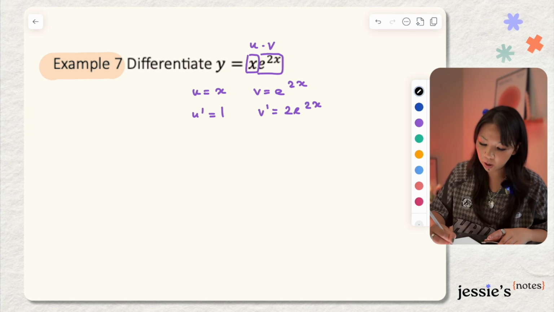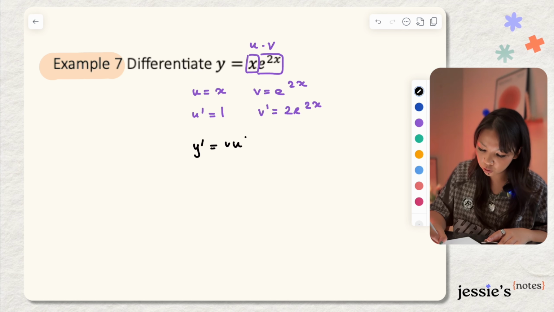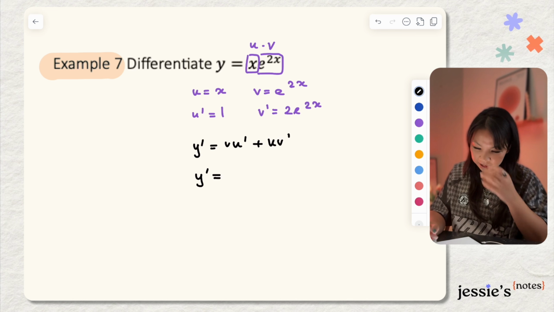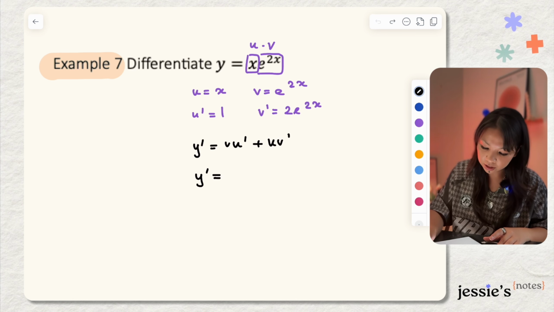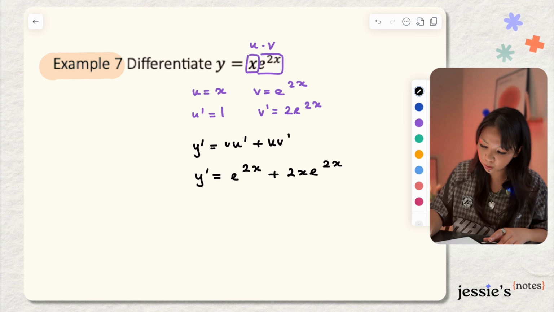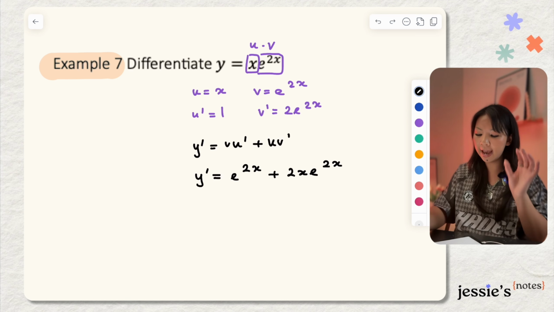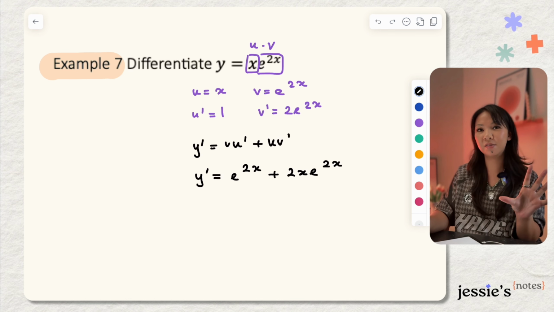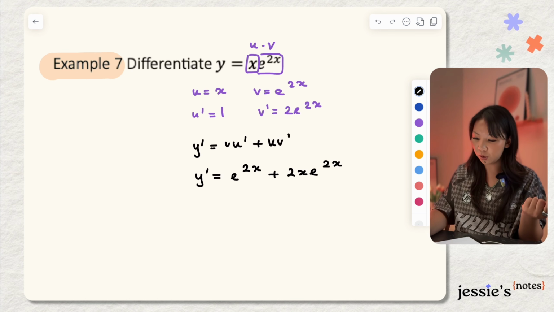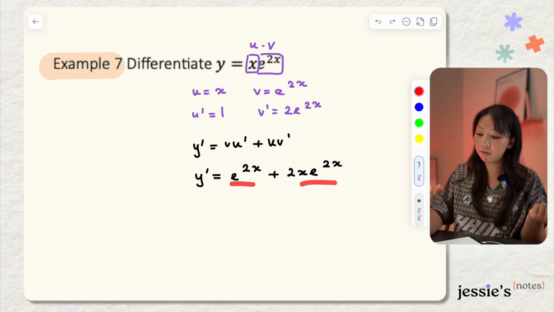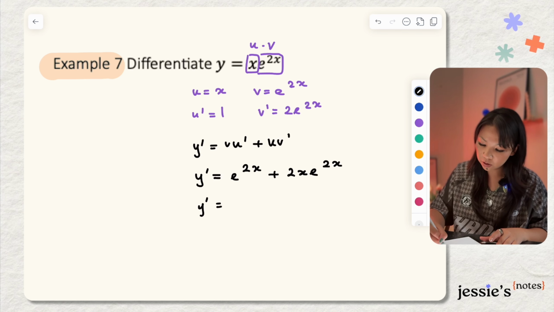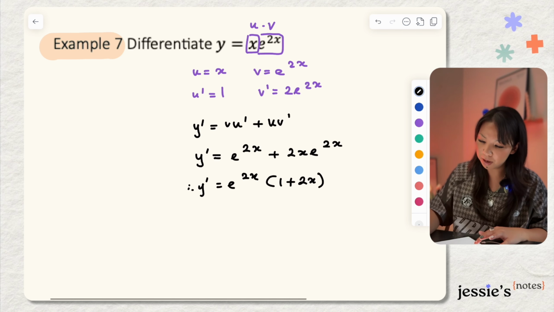And then now we're going to go ahead and use product rule. So v u dash plus u v dash. And if I plug this in, v times u dash is here. So that's 1 times e to the 2x plus these two times over here, 2xe to the 2x. Okay, and then you can leave it like that, but I just love leaving it in the nicest form. So I'm going to notice that they both have a common factor of e to the 2x. So there's going to be e to the 2x, 1 plus 2x. And for me, that is nicer.